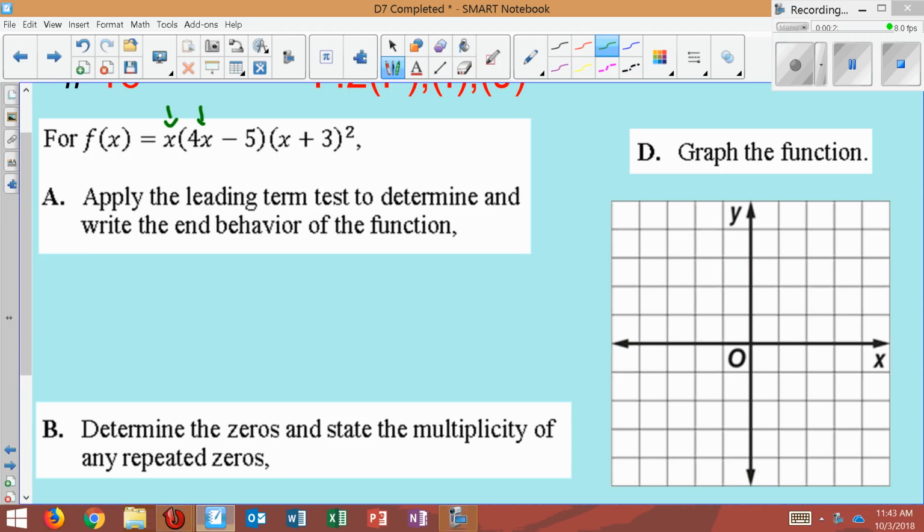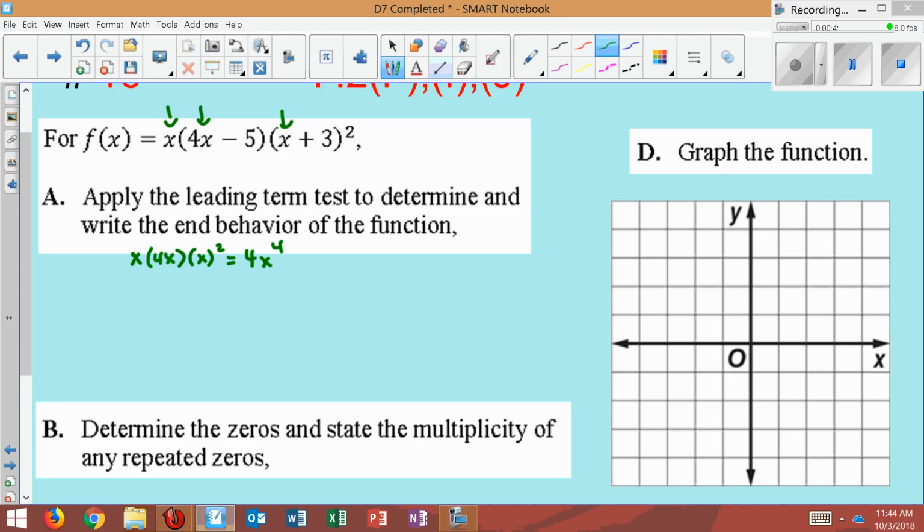So here I'd be multiplying x with 4x and x, but don't forget that it's actually x squared here. So it'd be x times 4x times x squared. That's what I multiply for my leading term test, so I'll move this down here. When we multiply this out, x times 4x is 4x squared, times x squared gives me 4x to the fourth.